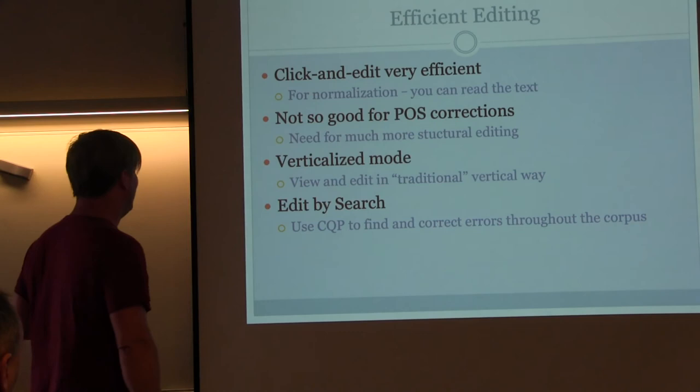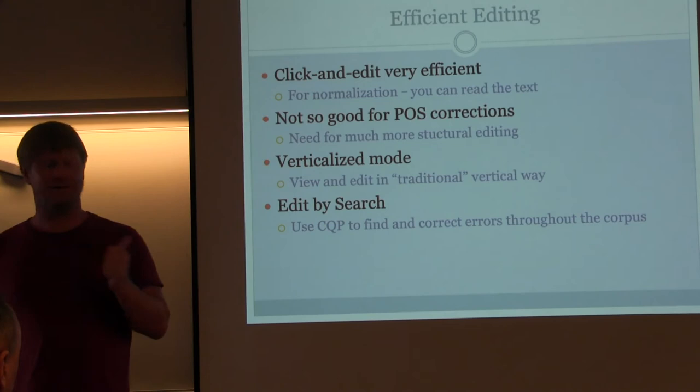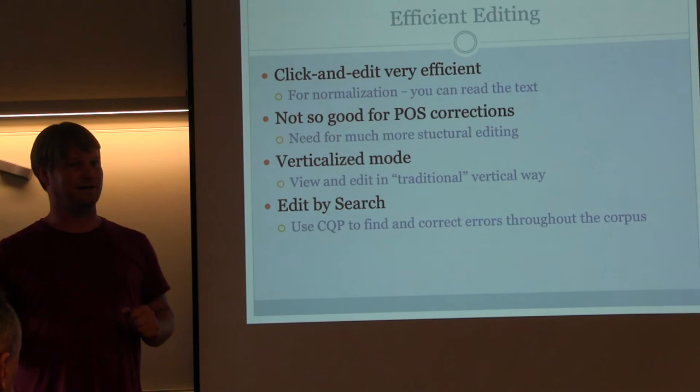Right? So the idea is that if you're using your corpus and you see an error, you should just be able to click on it and correct it. And in TEITOK, you can. It's actually very efficient for normalizing text. So you have your normalized text and you miss one. Since you see the text in its normalized orthography, as a native speaker, you spot the incorrect words immediately. And then you just click on it and correct it.